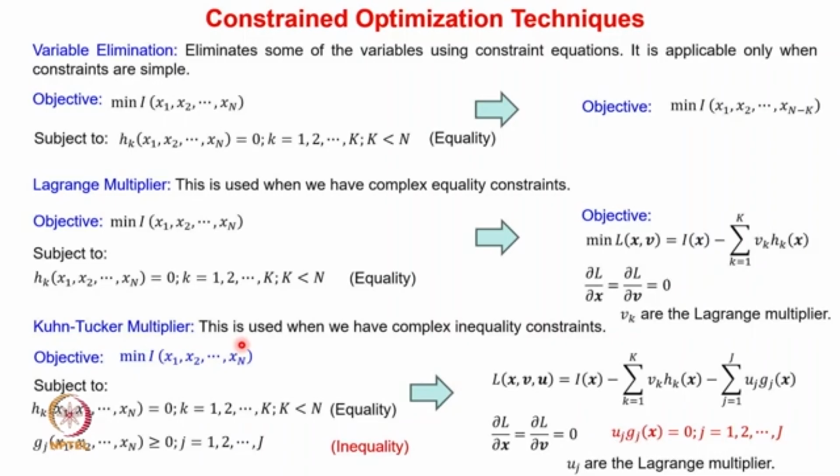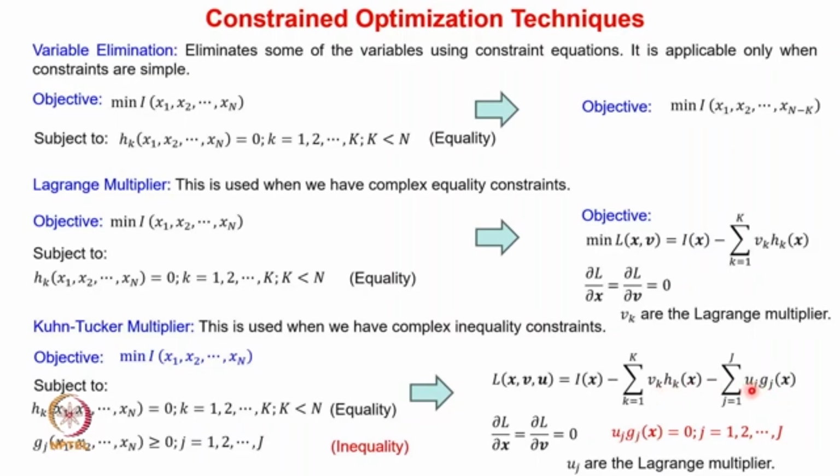The third method is a Kuhn-Tucker multiplier. So in a Kuhn-Tucker method, remember in a Lagrange multiplier method, we can only handle the equality constraints. But very often in practical applications like flowsheet optimization or a process design optimization, typically we have inequality constraints, isn't it? So whenever we have an inequality constraint, we have to go for another method which is called a Kuhn-Tucker multiplier. So in Kuhn-Tucker multiplier, we formulate a Lagrange function in a similar way, isn't it? So L here will be a function of x, v and u. Here v are nothing but the Lagrange multipliers and u are nothing but the Kuhn-Tucker multipliers.